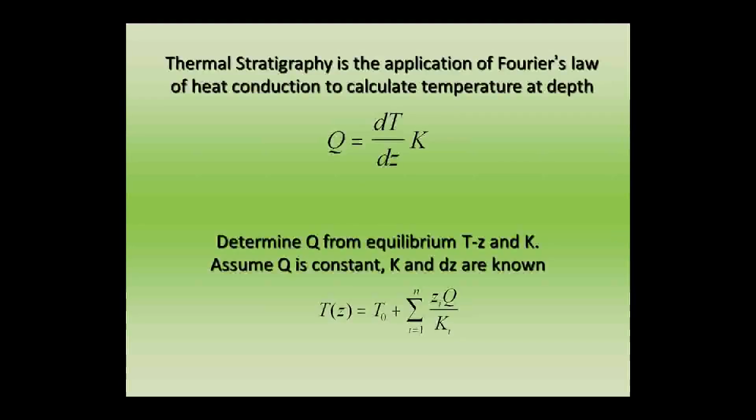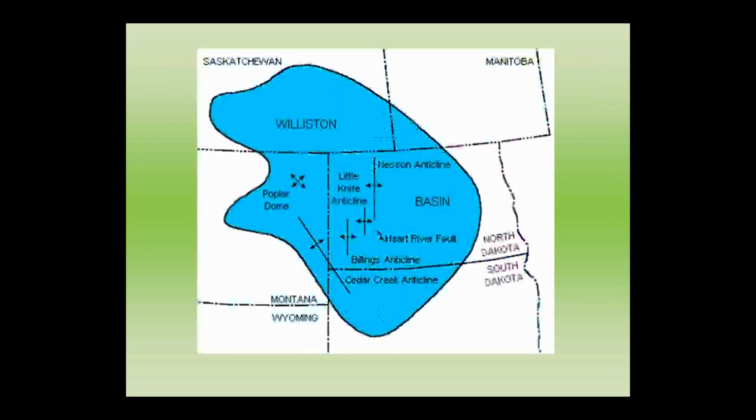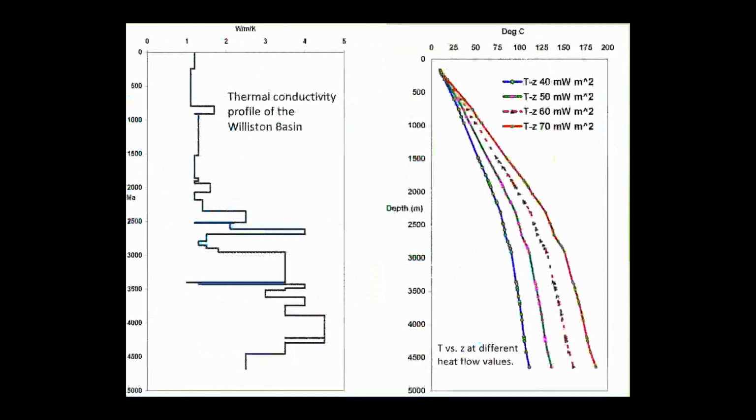And then we apply a technique we've called thermal stratigraphy. We simply apply Fourier's law of heat conduction, and then we calculate the temperature at depth as a function of the heat flow, the thermal conductivity, and the thickness of the sedimentary layer. And I just wanted to show you a quick peek of what the Williston Basin looks like, where it is overall. And here's some of the thermal characteristics.